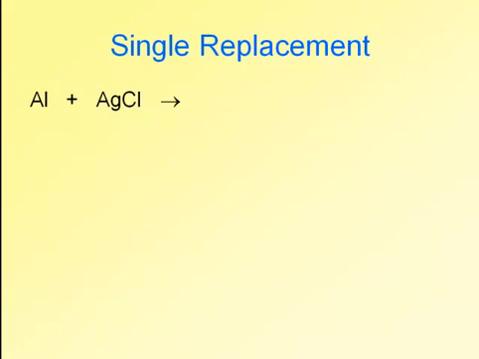Remember, you have to write correct formulas first. Use what you know from nomenclature to always write compound formulas correctly. You can then go back and balance the whole equation. Here our products will be AlCl3 and Ag. And as I said, if you're asked to, you can then go back and balance the whole equation.